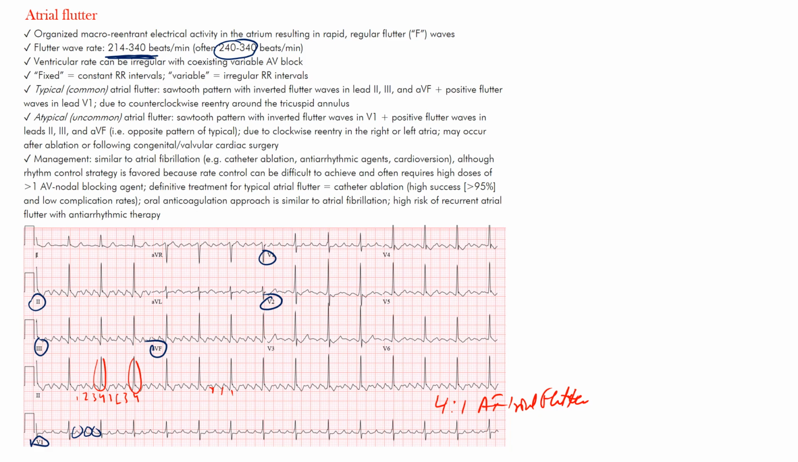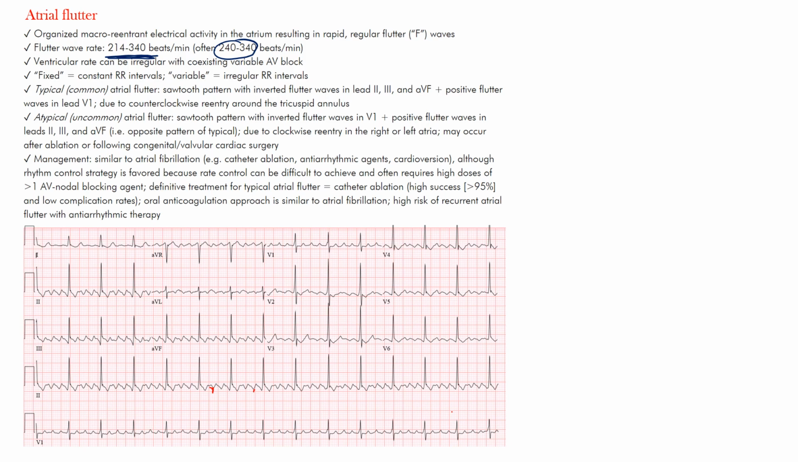As you can see, they're about around that 300 beats per minute, pretty much one of these big boxes in between. So you would do 300 over 1. It's about 300 beats per minute because they're regular. So it's quite fast, a flutter rate of about 300 beats per minute. And we said this one is fixed because those R to R intervals are constant. So hopefully that makes sense. So this is an example of a 4 to 1 atrial flutter that is fixed, okay? Now, if these intervals were different, we would call that a variable atrial flutter.